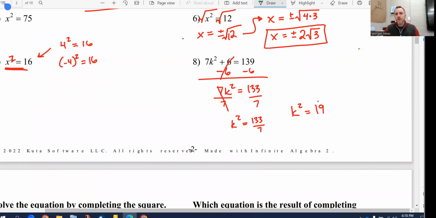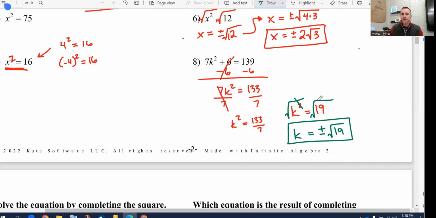Ooh, Christmas colors. So we got green going on here. And so now we're ready to square root both sides. Whee! Because we want the square and the square root to cancel out. They're inverses. So we have k equals plus or minus the square root of 19. And we're not even going to do anything with that because 19 doesn't divide by any perfect squares. It's a prime number.